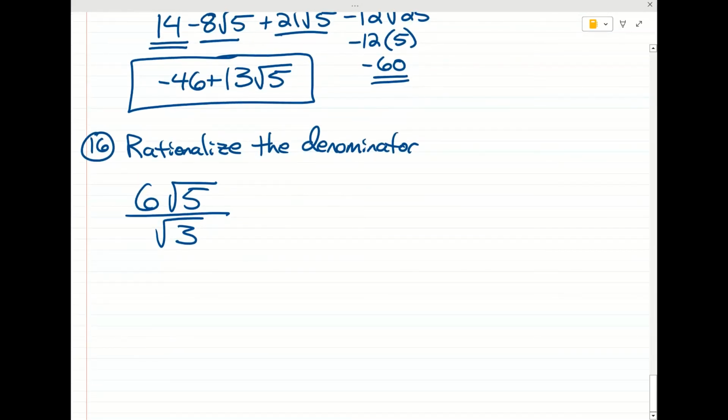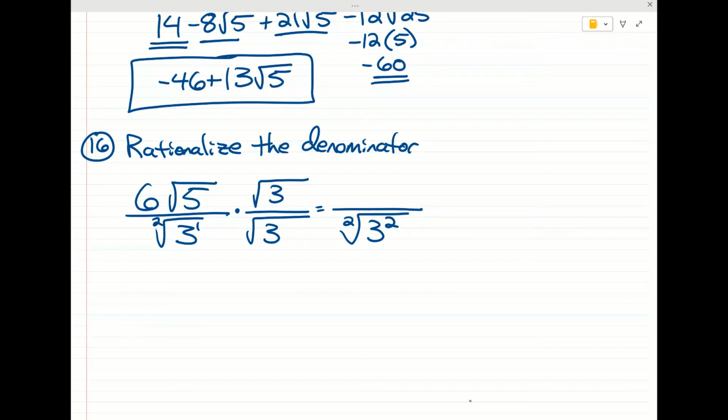When we talk about rationalizing, what that means is you can't have a radical in the denominator of a fraction. So what we want to do is multiply by something that matches the index with the radicand's power. So we want to wind up with the second root of 3 to the second. And the way that we could do that is to multiply by the square root of 3 over itself. Square root of 3 times the square root of 3 is the square root of 3 squared.